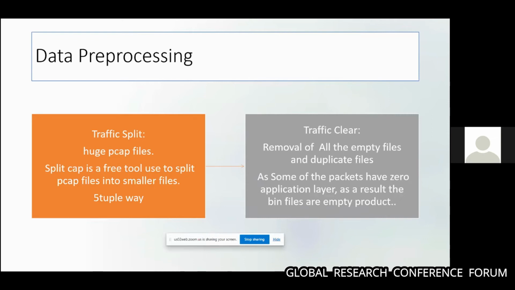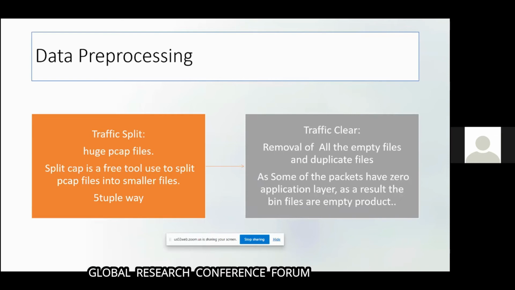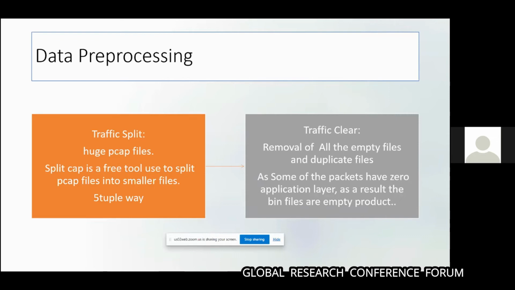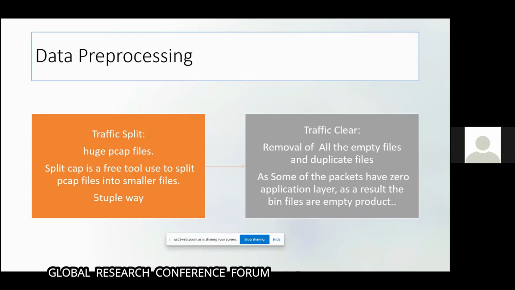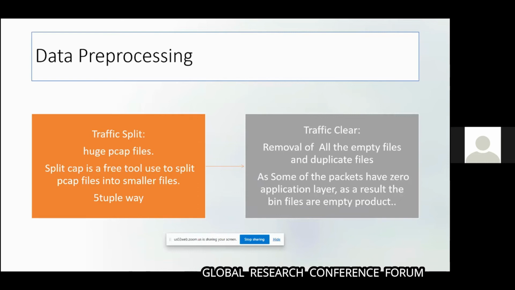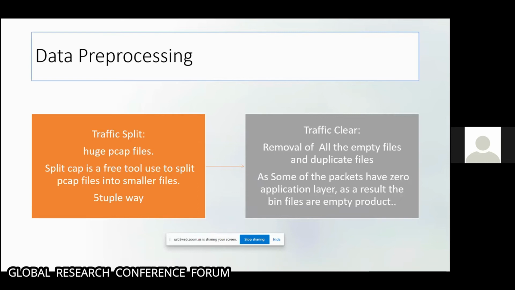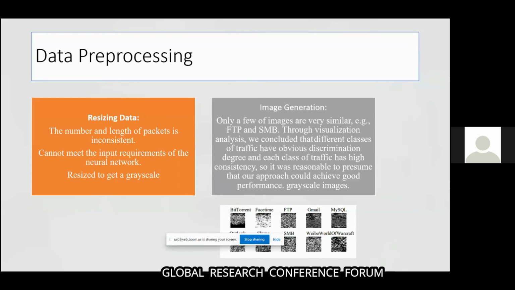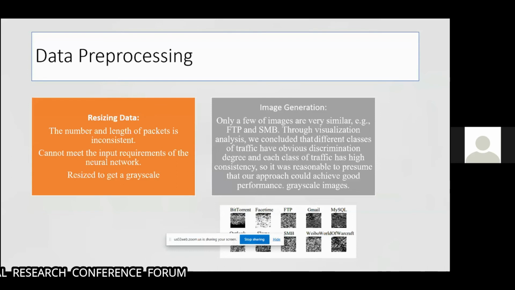After splitting my data, I have to clear the data. That is the removal of all empty files and duplicate files. As some of the packets have zero application layer, as a result the bin files are empty. It would be a waste of time to give such empty and useless files to my model, because it will extend my training time. After that, I resize my final data set so that it can easily be converted to a grayscale image.